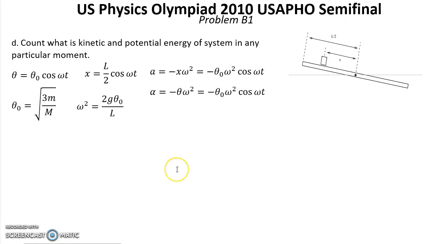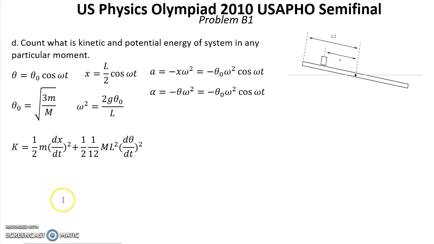Let's count what is kinetic energy. That will be kinetic energy for linear motion for our block, and rotational energy for the plank. That will be this expression. That's 1/2 mv squared for the block plus 1/2 I omega squared for our plank. And we can count what is dx over dt. We already did this. And what is d theta over dt.